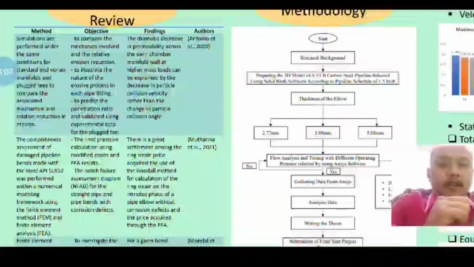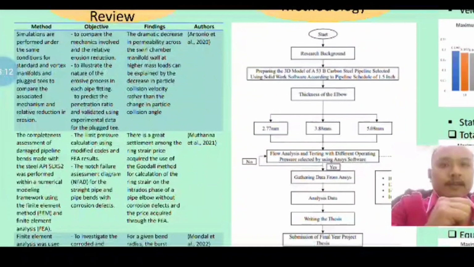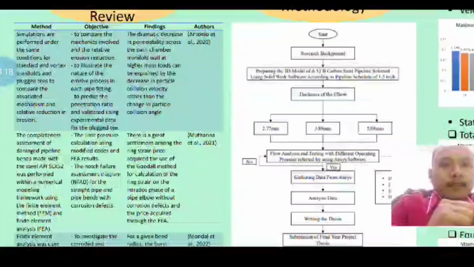Next, there are three articles that have been chosen for this study, which are quite related to the study. The first one is from Antonio, in 2020. The method is simulation performed under the same condition for standard and vortex manifolds and plug T's to compare the associated mechanism and relative reduction in erosion.